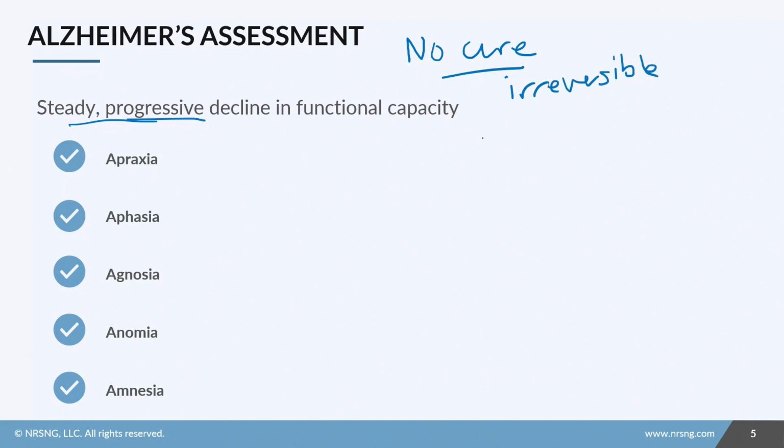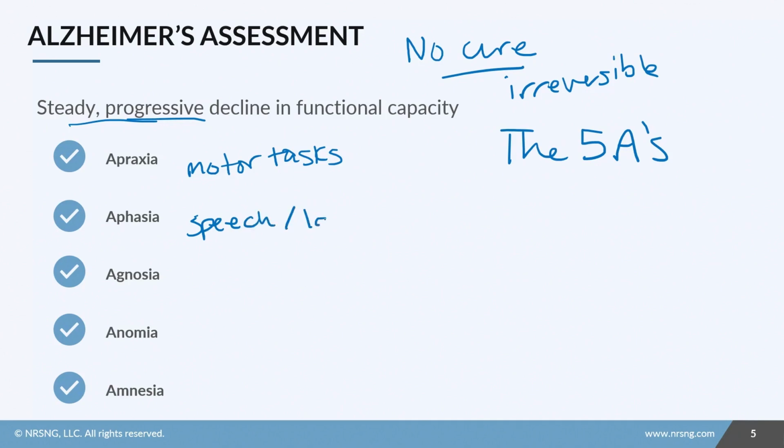The five hallmark signs of Alzheimer's type dementia, we call them the five A's, are apraxia, aphasia, agnosia, anomia, and amnesia. Let me explain each of these. Apraxia is a difficulty performing motor tasks. They'll start to lose fine motor tasks first, and then eventually they'll move to more gross motor tasks that they aren't able to do. Aphasia is difficulty with speech and recognizing language. So it might be that they can't speak or that they don't understand what you're saying.